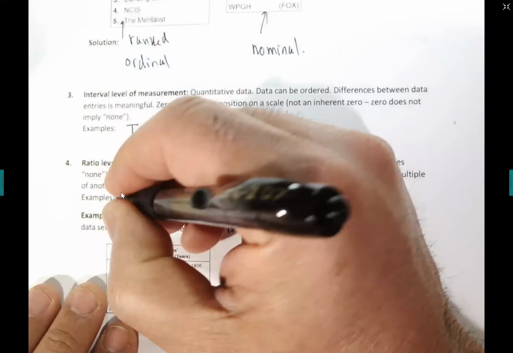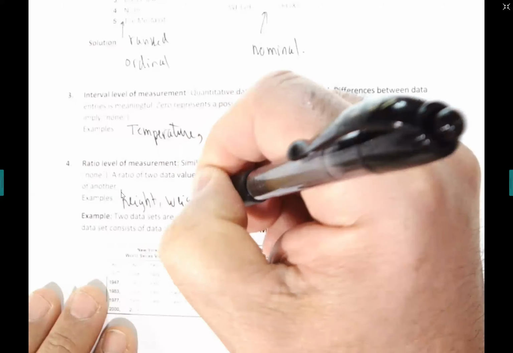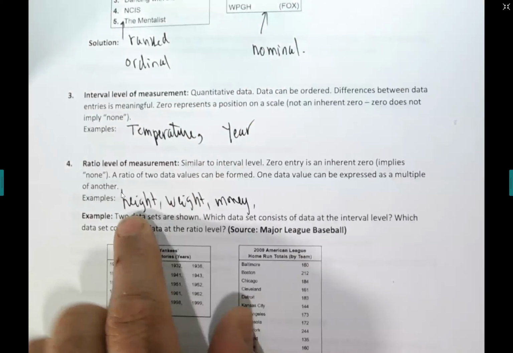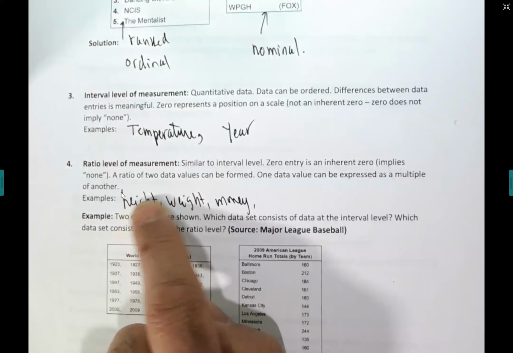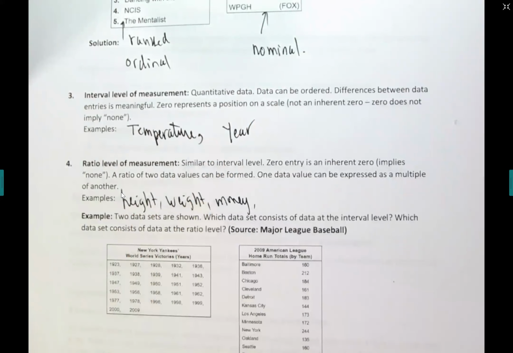Height, weight, money, you name it. Most of the examples are going to fall under the ratio. Let me tell you why, for example, weight works very well at the ratio level. Weight of 0, guys, means nothing. 0 pounds means 0 pounds. There is nothing. If a person's weight is 150 pounds and another person's weight is 75 pounds, you can say that 150 pounds is twice as heavy as 75. So it does make sense to say that.